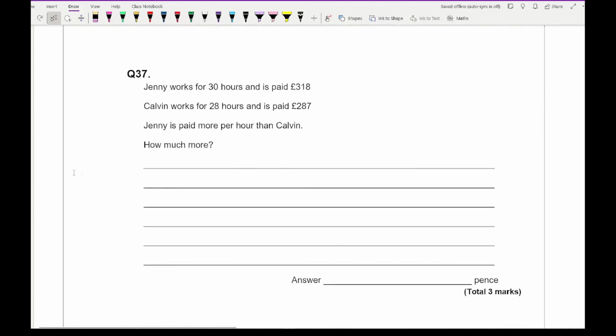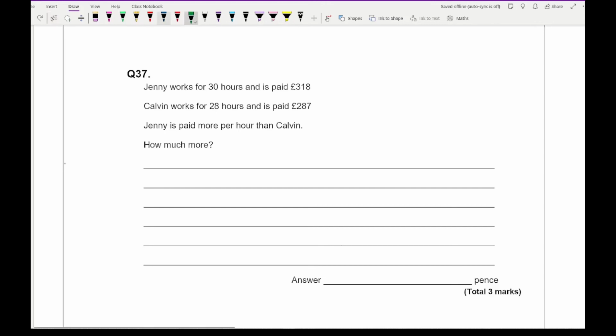Moving on to question 37, it says Jenny works 30 hours as a pair and is paid £318. Calvin works for 28 hours and is paid £287. And it says Jenny is paid more per hour than Calvin. How much more?